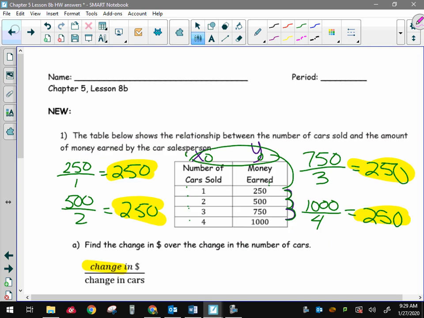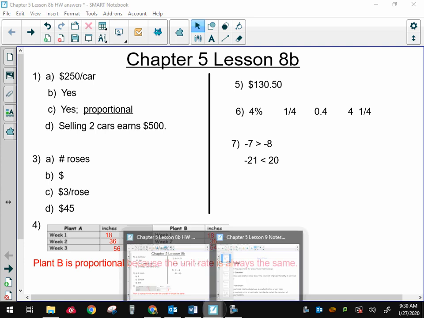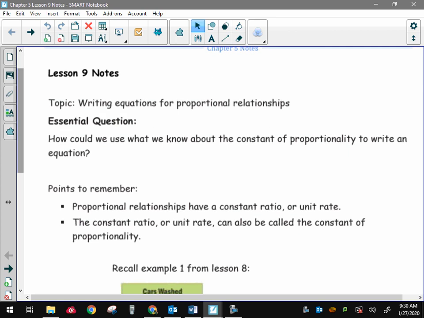I'll put the answers back up there if the sub wants to freeze this so you can check your answers. They will later today. Okay? I would like you to take out your notes. We're going to move on. Damien called this on the subway. I'm sorry, Jamie. Somewhere.